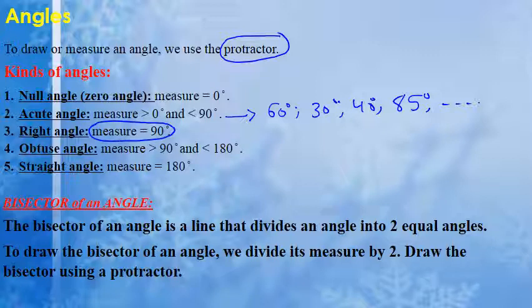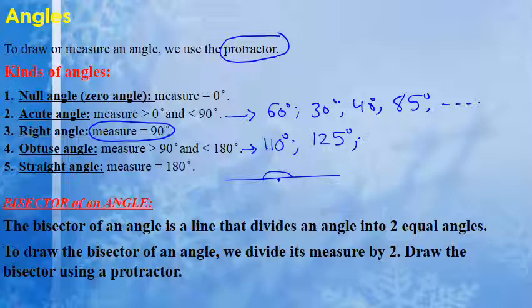Number 4, an obtuse angle. The measure of this angle is greater than 90 degrees and less than 180 degrees. For example, if I give you the measure of the angle is 110 degrees, so it is obtuse. The measure of the angle is 125 degrees, so it is obtuse. The straight angle, the measure of this angle is equal to 180 degrees and it will be forming a straight line, so this is the straight angle.